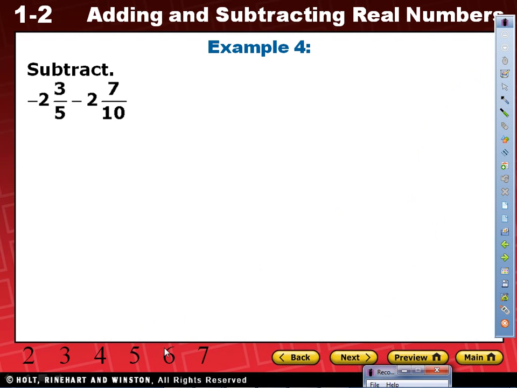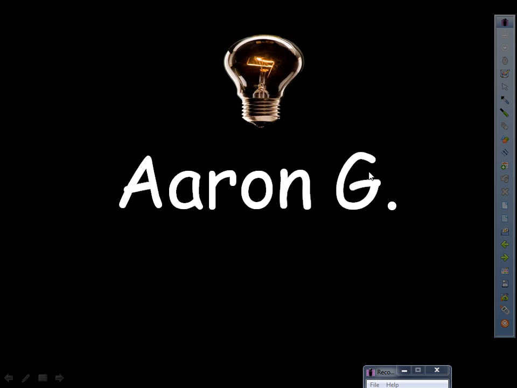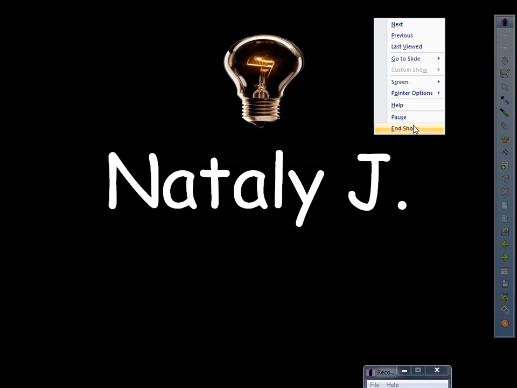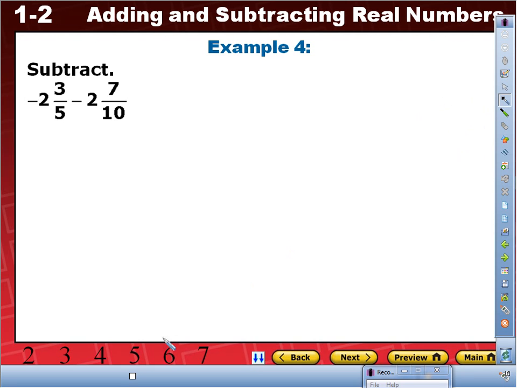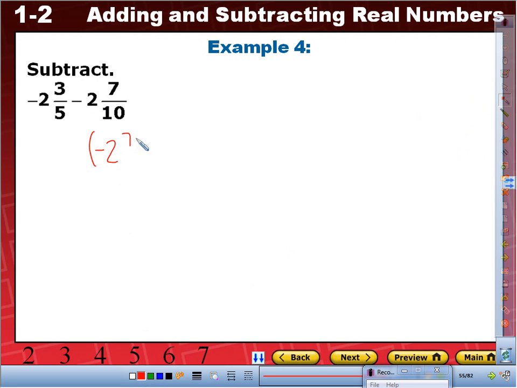Okay? Let me ask somebody to help us out. What was their first step? Natalie? So change the second one into a negative. So what do I write? Tell me what to write. Two and 7/10, because this was a positive and the opposite is a negative. What do we do next, guys? Add to the negative, which is the first number, negative 2 and 3/5.